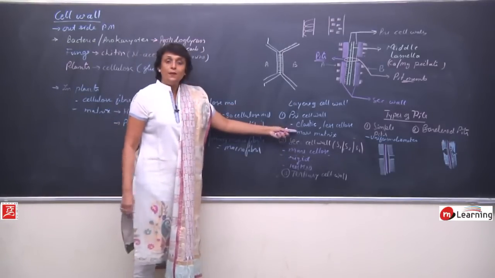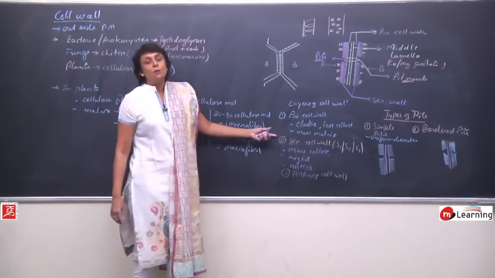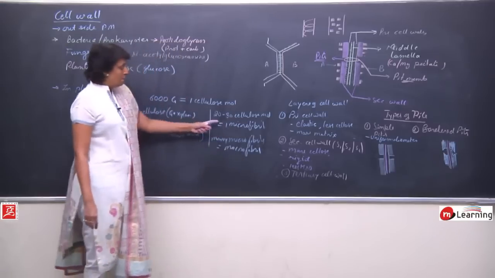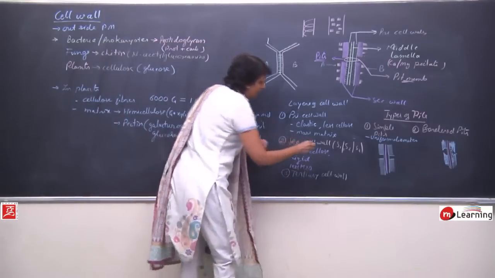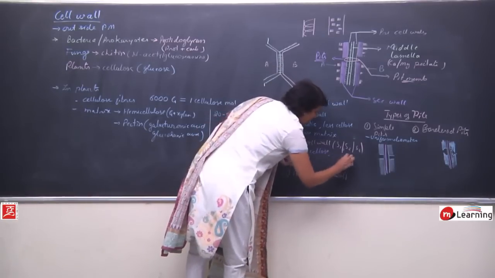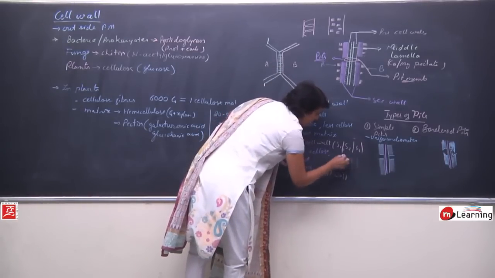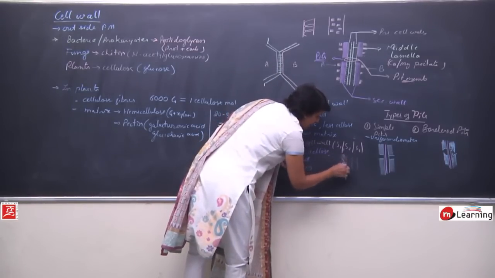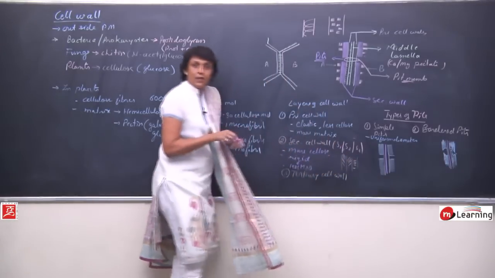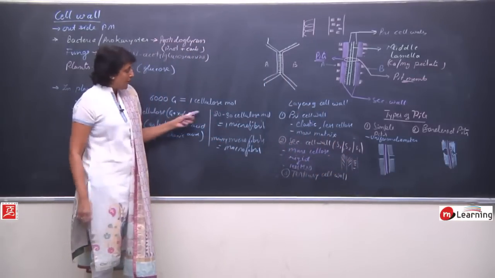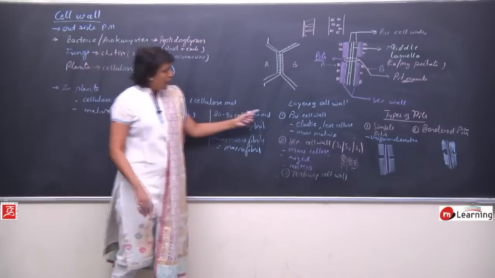The difference between these layers would be the arrangement of the micro or macro fibrils. What does that mean? Suppose these are the three layers S1, S2 and S3. The fibers are arranged here like this, in this case in some different angle and in some different angle. So, that would make the three layers. So, three layers of cell wall.